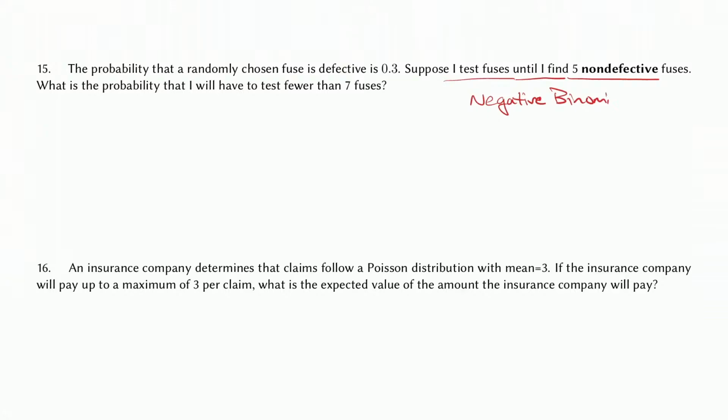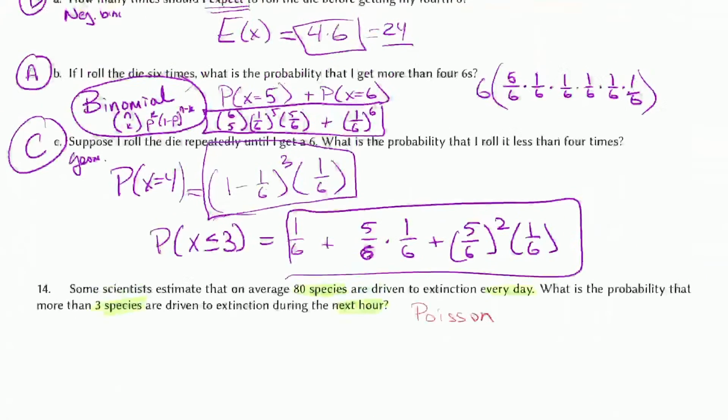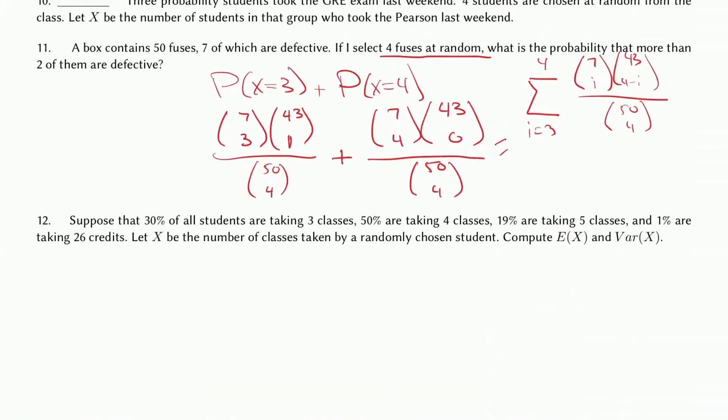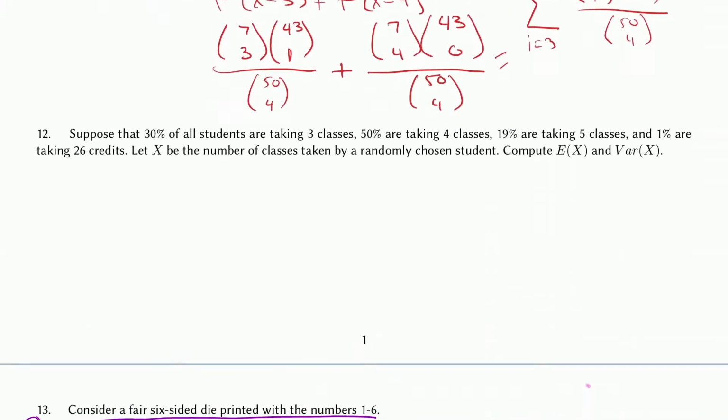On number 12, not to be going back, is it supposed to be taking 26 classes or 26 credits? And if 26 credits, what do you mean by that? Oh, good question. Because that will change the answer quite drastically. 26 classes is insane. I was like, this person's dead, is all I was thinking.